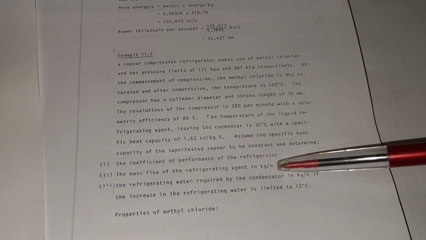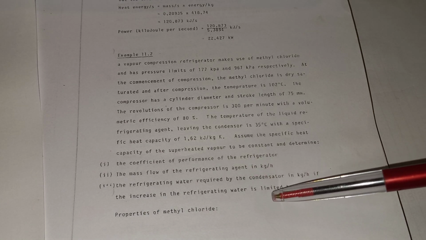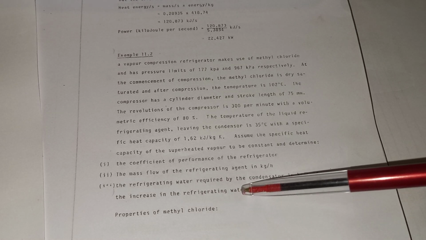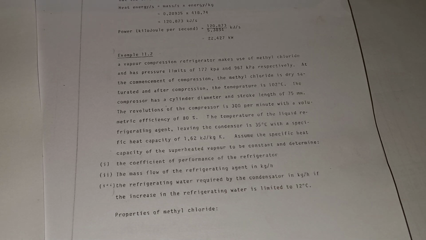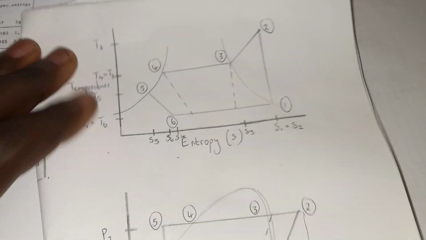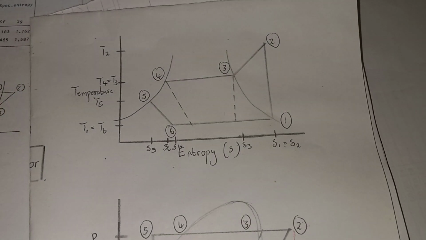And then they say now we need to calculate the coefficient of performance, the mass flow, and also the refrigerating water required. Okay, so here we have to name our pressures now. So from here we're going to deal with the scale. Let's put our volume. If we need to simplify, we need to put the values on these diagrams or graphs.